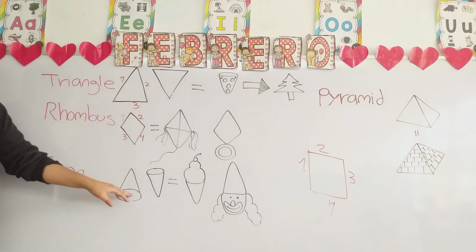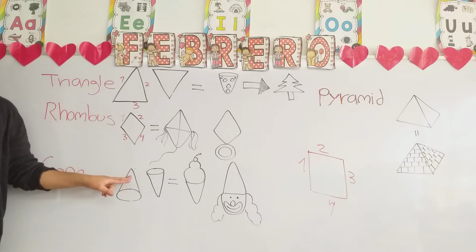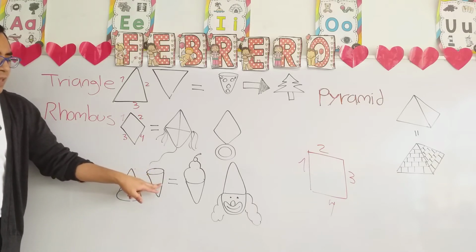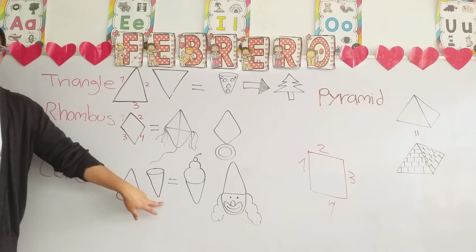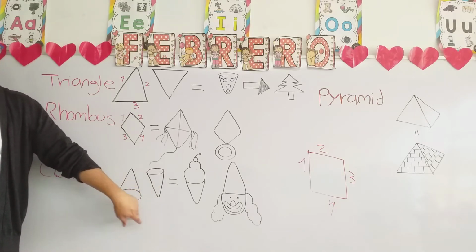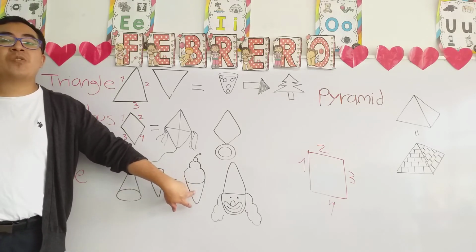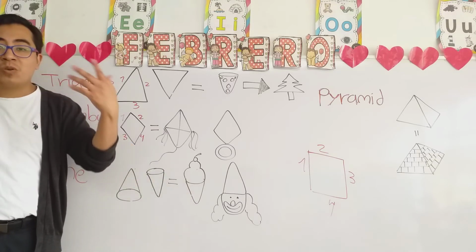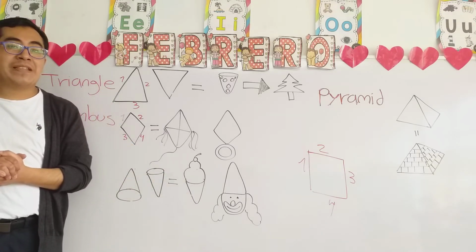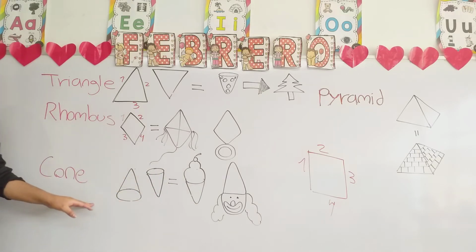Como pueden ver, en el caso de los conos, cuando la punta está mirando hacia arriba, ¿ok? Cuando la punta está mirando hacia abajo, tenemos dos formas de apreciar un cono. Cuando está mirando hacia abajo, ahí es cuando se convierte en la base de los helados. Recuerden que los conos pues también están hechos de galleta y ahí es cuando aparece esta figura geométrica.